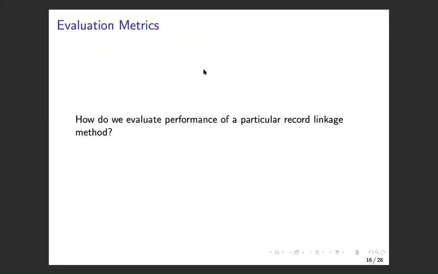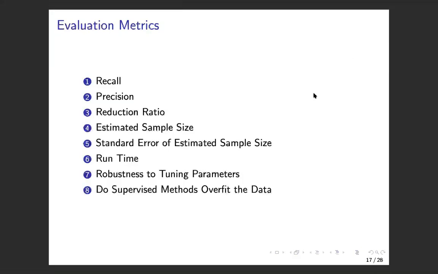So finally, I'd like to talk a little bit about evaluation metrics. So how do we evaluate performance of a particular record linkage method? There's a lot of different things that we want to think about and look at. So we would like to look at the recall, the precision, something called the reduction ratio. We might want to look at the estimated sample size, the standard error of the estimated sample size, or other summary statistics, depending on our application at hand.